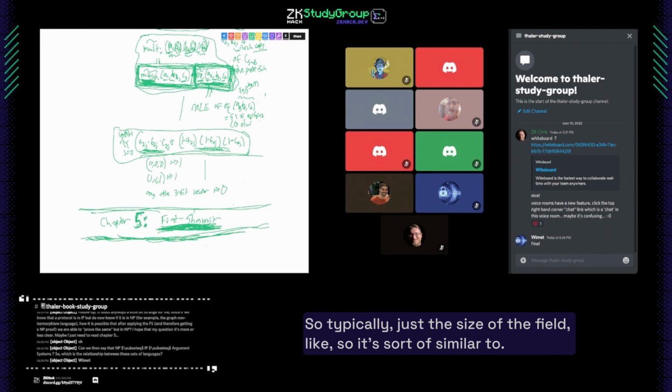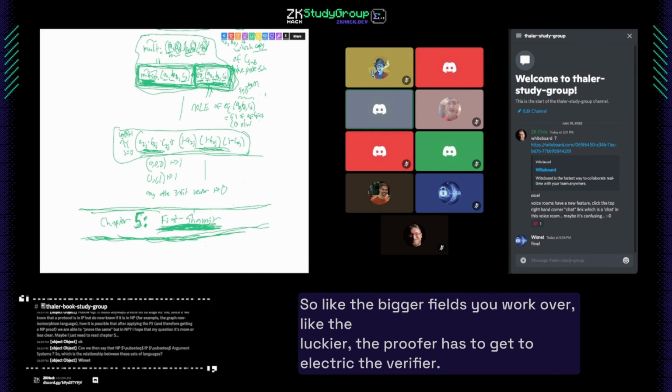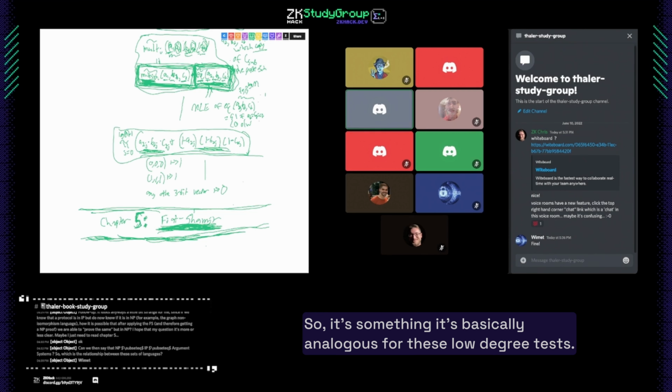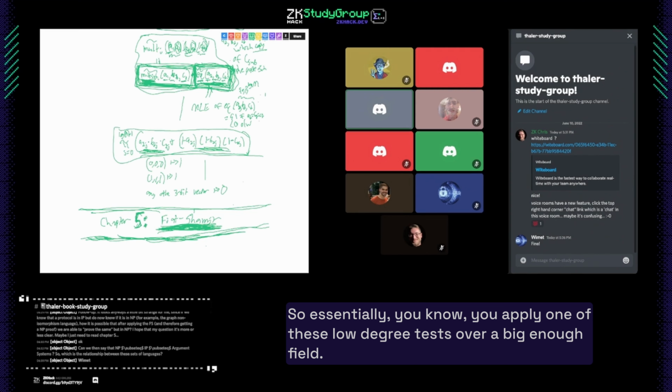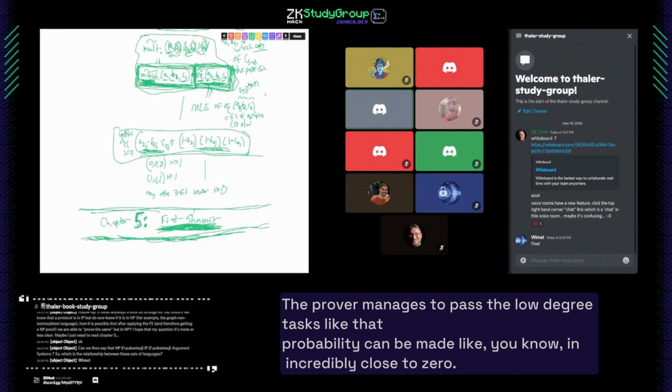Typically, just the size of the field. It's similar to the interactive proofs themselves, where the soundness error is inversely proportional to the size of the field. So the bigger the field you work over, the luckier the prover has to get to trick the verifier. It's analogous for these low degree tests. You apply one of these low degree tests over a big enough field, and the probability that the prover really is bound to a string that is very far from any low degree polynomial, but still manages to pass the low degree test, can be made incredibly close to zero.